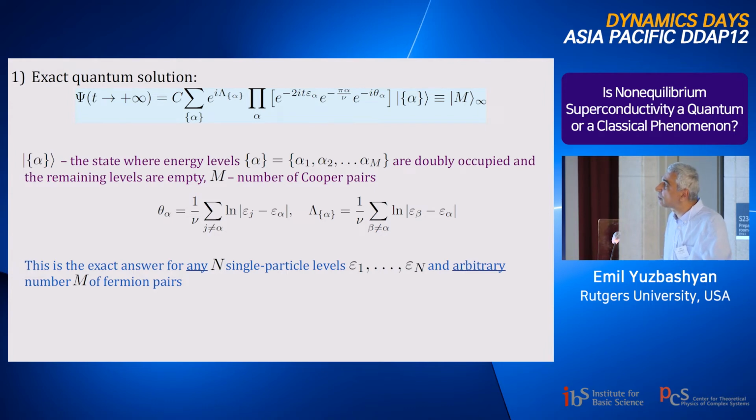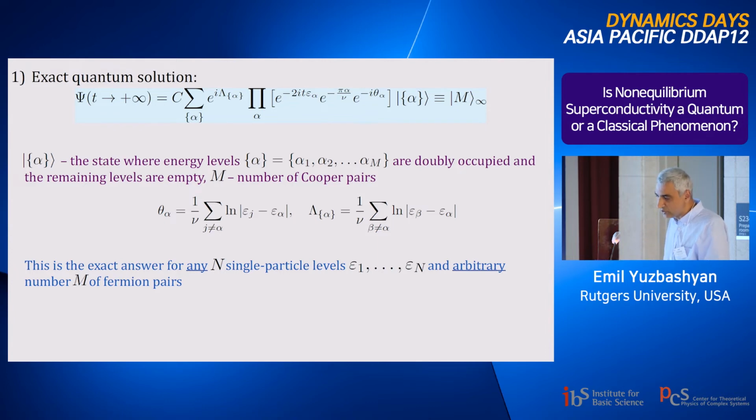M is the total number of Cooper pairs. Because the state is an eigenstate of the total number of Cooper pairs, it's more convenient to write it like this. I will denote the state, psi of t plus infinity, as m infinity, to also indicate the number of pairs that it has. And finally, this term and this term are just phases. The weight of the state is given by this factor, e to the minus pi alpha over nu. Notice that it's independent of epsilons. Whatever epsilons you take, the probability of having the state alpha is the same.